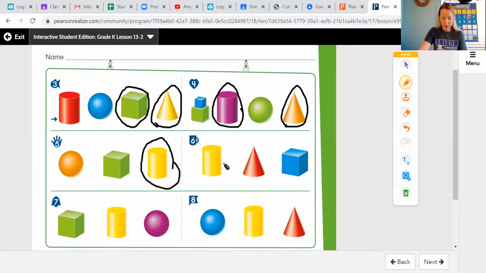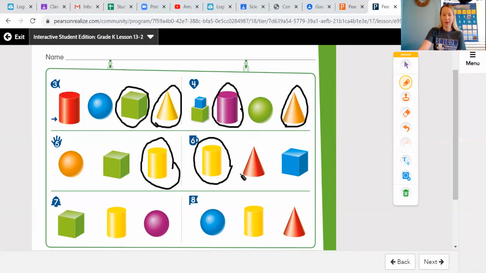All right, number 6. Draw a circle around the solid figures that slide and roll. So remember, to slide, they have to have a flat edge, and to roll, they have to be curved or rounded. So let's look at this cylinder. Does a cylinder have a flat edge that makes it slide? Yes. Can it also roll with its curved edges? Yes. Circle the cylinder.